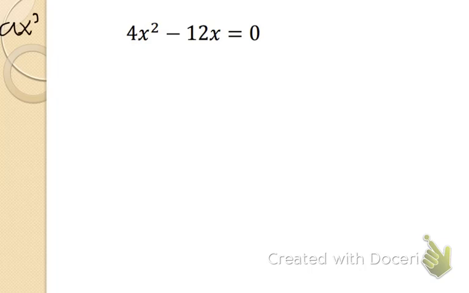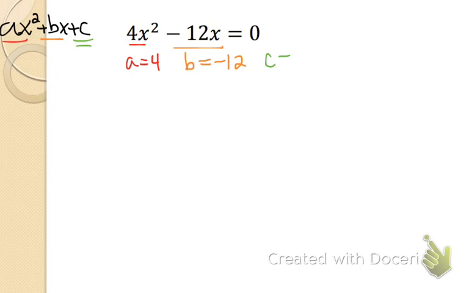So this is a quadratic equation, ax squared plus bx plus c. We have the x squared term. We have the x term. What we don't have is the constant term. So our a is 4. Our b is negative 12. And since we're missing our constant, we're going to put a 0. For the purpose of the formula, we need a value. So 0, because it's not there.